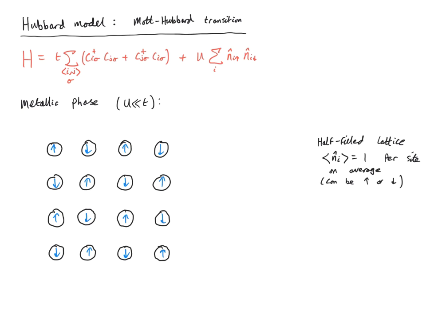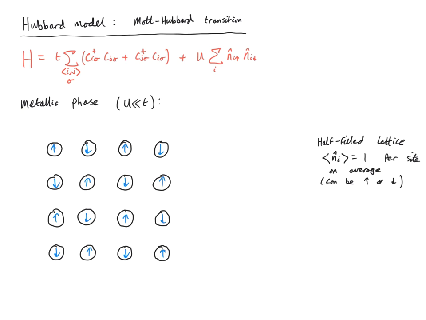Let's look at the standard Hubbard model here depicted on a 2D square lattice. And let's imagine that we have a half-filled lattice, meaning that on average there's one electron per site, and that electron can either be up or down spin. Let's first take the case of the metallic phase, where we have a small interaction strength relative to the quantum tunneling amplitude t. So what would happen in such a system?